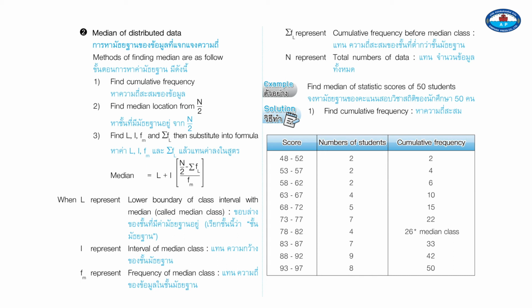When L represents lower boundary of class interval with median, called median class. I represents interval of median class. Fm represents frequency of median class. Summation FL represents cumulative frequency before median class. N represents total number of data.